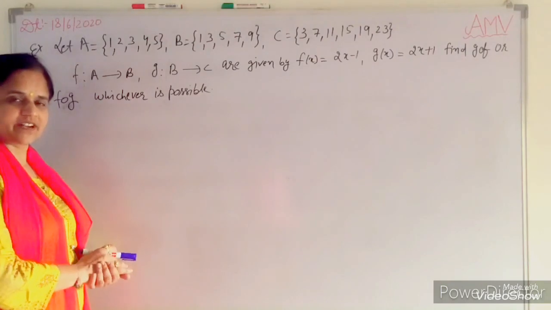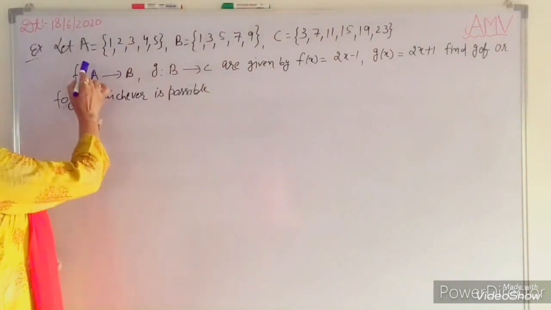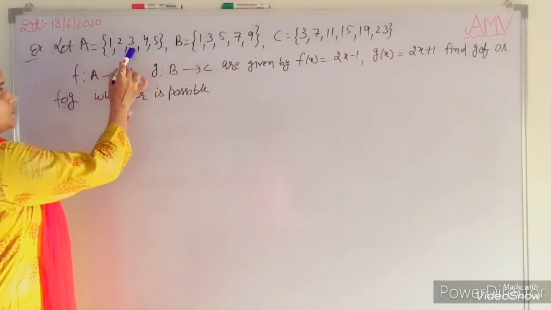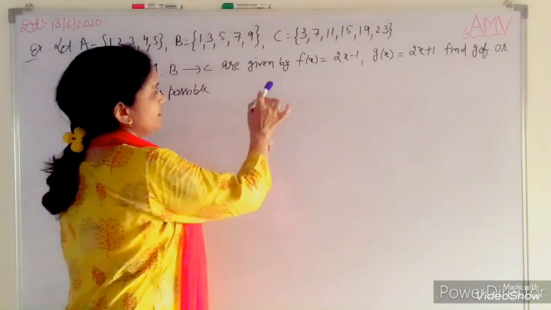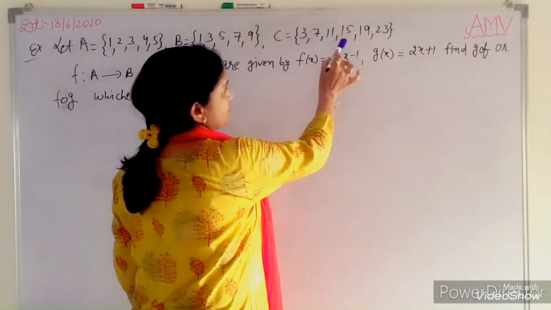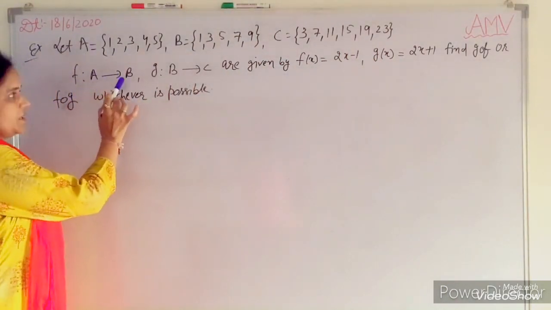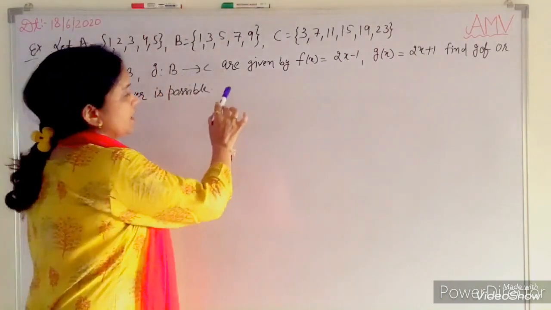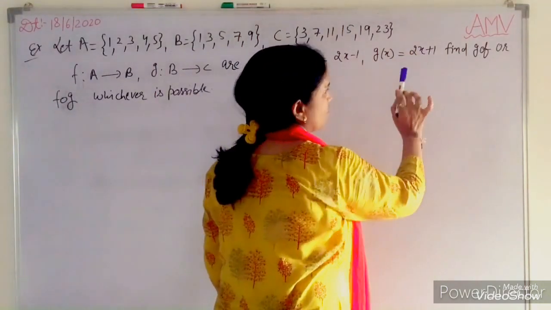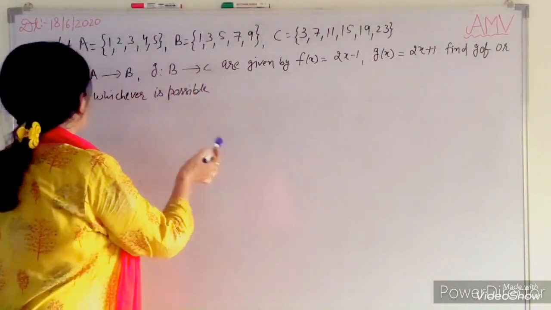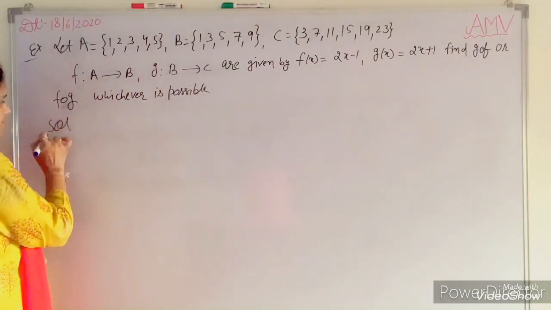Now student, let's try to understand gof and fog by taking an example. The question is: A is the set of elements 1, 2, 3, 4, 5. B is the set 1, 3, 5, 7, 9. C is 3, 7, 11, 15, 19 and 23. And here f is defined from A to B, g is defined from B to C, and f(x) is given by 2x minus 1 and g(x) is 2x plus 1. Find gof or fog, whichever is possible. So let's start the solution.